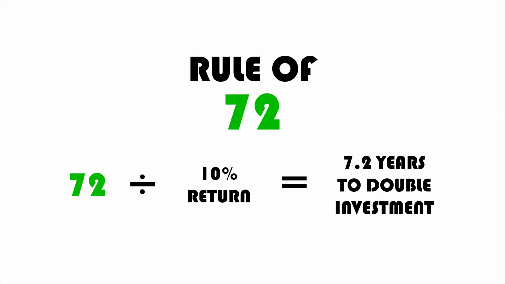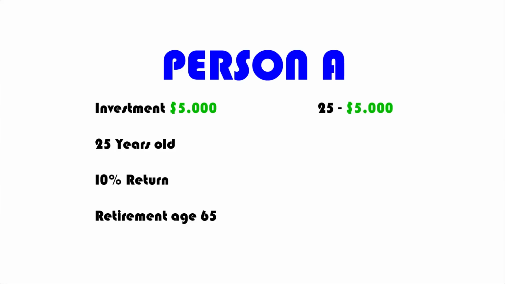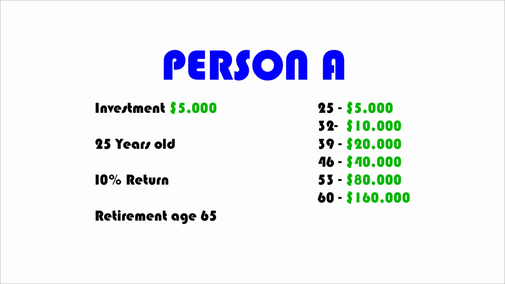All right, now we're going to take a look at a few different examples of investing. Person A will start with an initial investment of $5,000 at the age of 25, and she will also be earning a 10% return on her investment. Starting at age 25, she starts with $5,000. At age 32, she will have $10,000. At age 39, she will have $20,000, and the list goes on. By the time she gets to her retirement age, around 67 years old, she should have around $320,000 in her retirement account.